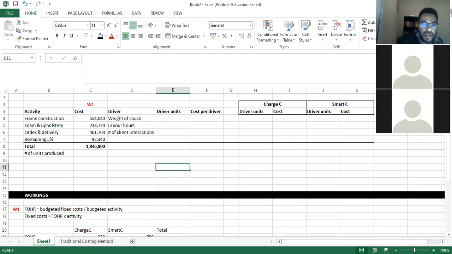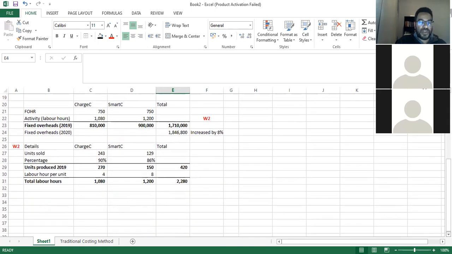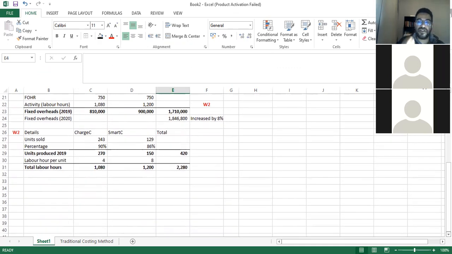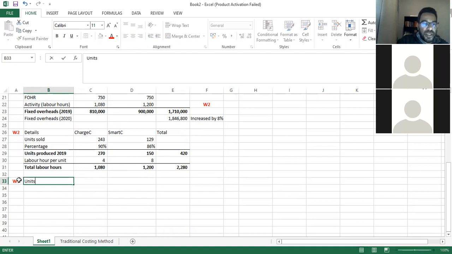So remember, they told us that the weight of the couch is 77 and 90, I think. But we must work it out. You have to work it out on a total level. So it's best to work out your cost driver on a total level. Okay. So we need to work out what are the units that is expected to be produced in 2020. Okay, so what is the units expected to be produced? Units to be produced in 2020.